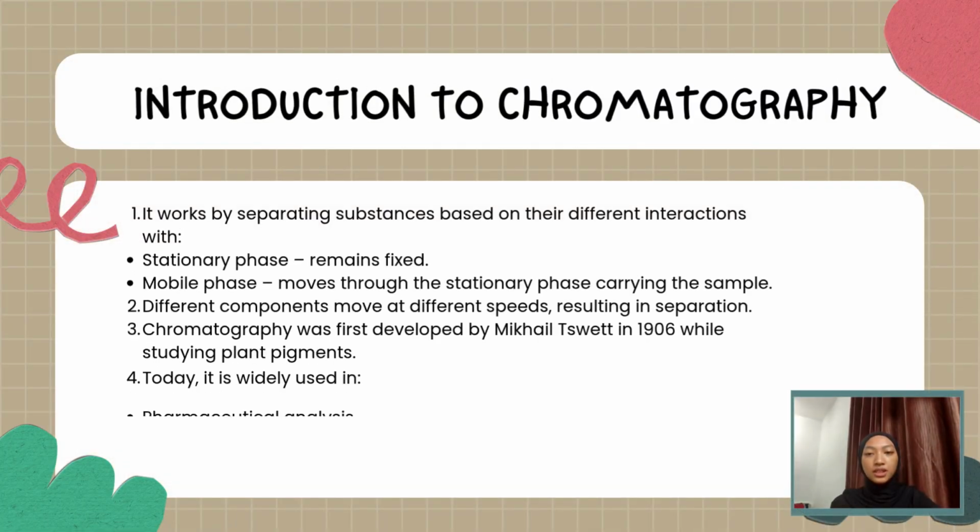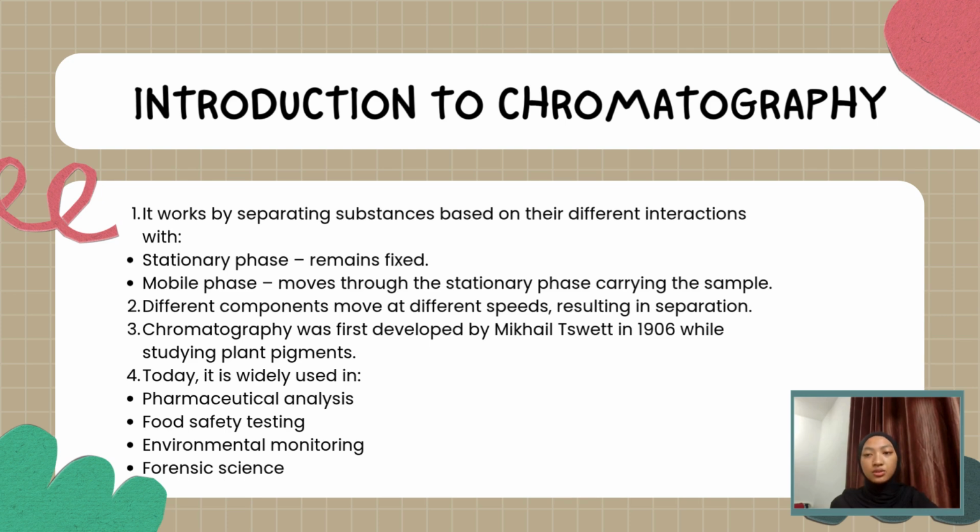So, chromatography is an analytical technique used to separate, identify, and analyze components in a mixture. It works based on the different interaction of substances with two phases. Firstly, the stationary phase, which remains fixed, and the mobile phase, which moves through it carrying the sample. Because each component interacts differently with these phases, they travel at different speeds and become separated. This allows scientists to identify and measure the substances present in a sample.